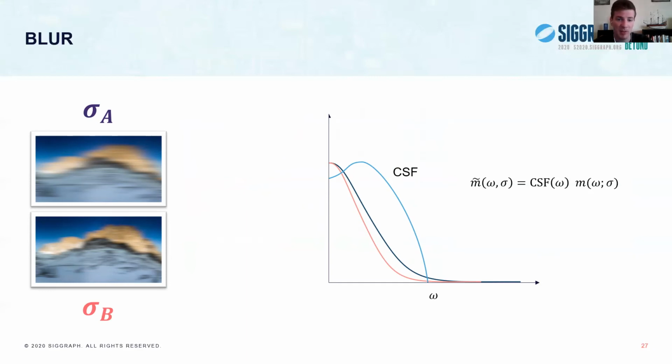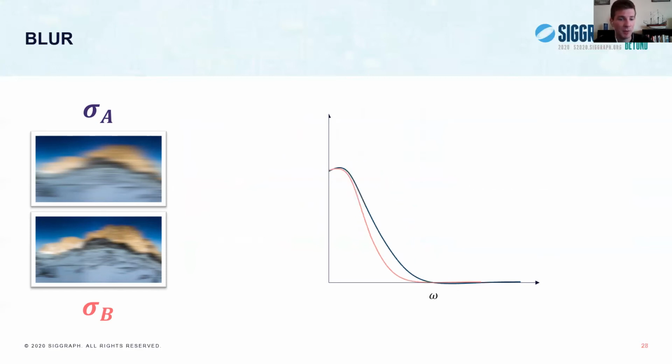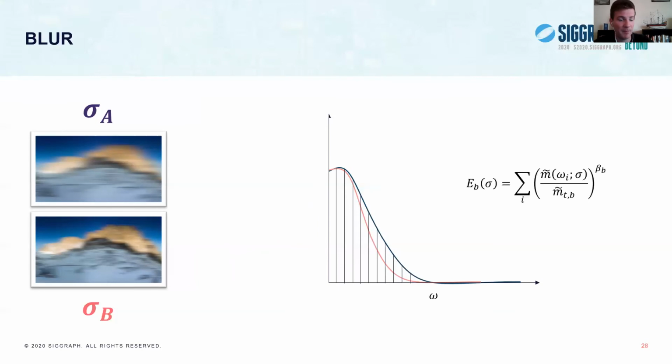Then we modulate by the contrast sensitivity function of the eye. We then sample this modulated signal at multiple frequencies and compute the energy in the signal. These energy differences can actually be interpreted as quality differences.